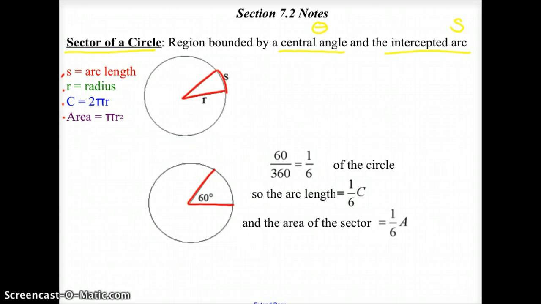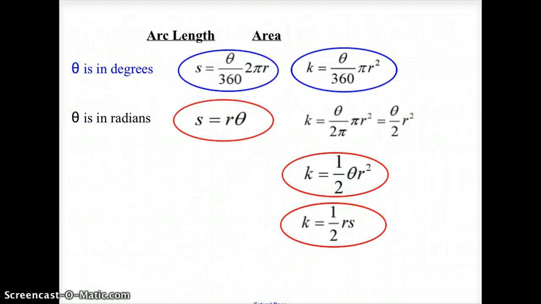Well, 60 degrees is a fraction of the circle. 60 out of 360, which is the total degrees of a circle, is 1/6 of the circle. Therefore, I can calculate the arc length, which is the distance on the outside of the circle, as 1/6 of the circumference. Or I can calculate the area as 1/6 of the area of the circle. That brings us then to some formulas.